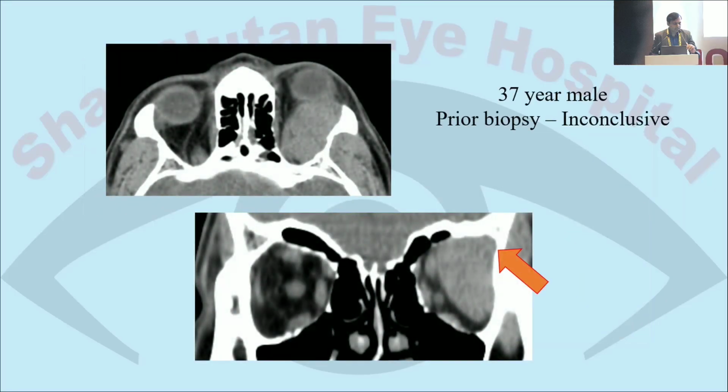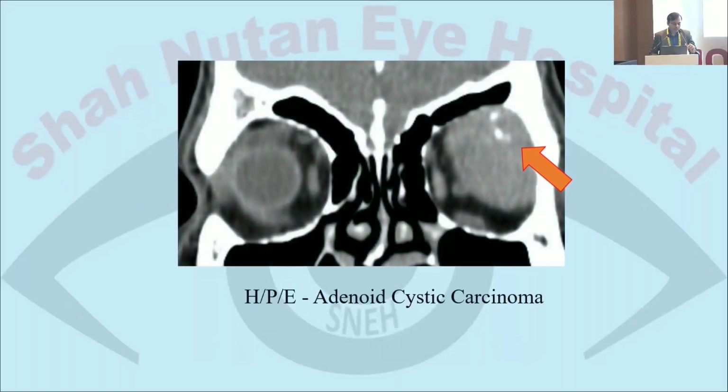Then we have another case, a lacrimal gland mass in a 37-year-old male, where a prior biopsy was inconclusive. We can see on CT that there is some bony remodeling and expansion of the orbit as well. A subtle clue that we found was calcification within the tumor, and a final incision biopsy showed adenoid cystic carcinoma. The patient was taken for complete excision followed by adjuvant chemo and radiation, and at 6 months he is showing a stable result. These calcifications can be picked up on CT, and hence it would be the imaging modality of choice over MRI in such cases.